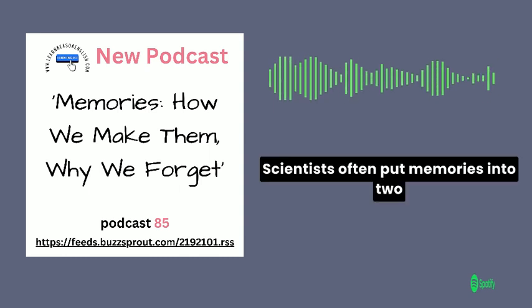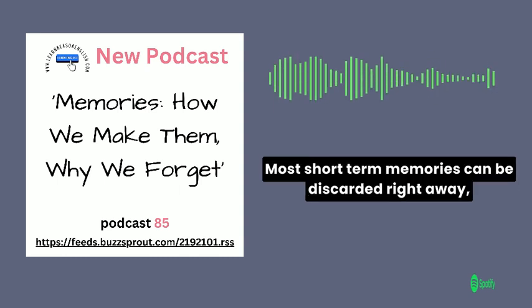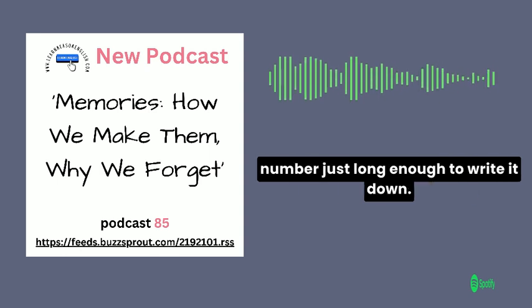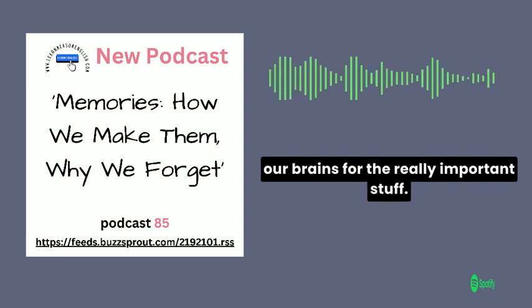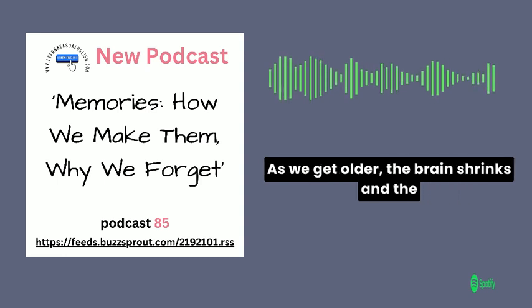Scientists often put memories into two groups, short-term and long-term. Most short-term memories can be discarded right away, such as when you're trying to remember a telephone number just long enough to write it down. Discarding these memories helps make room in our brains for the really important stuff. But our memories do usually get a little less sharp as we get older.